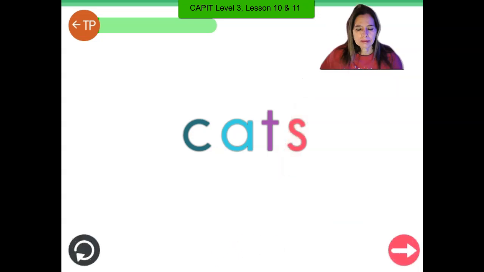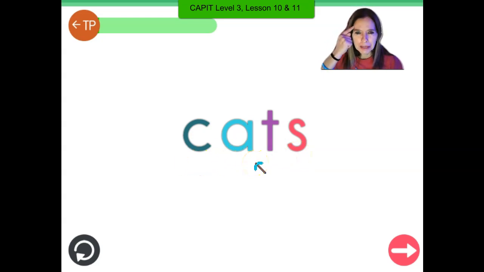Cats. So I heard 4 sounds, and I see 4 different colors. What do you notice today? We notice the word cat, but we also notice something on the end of it, don't we? We notice this S on the end of the word cat.